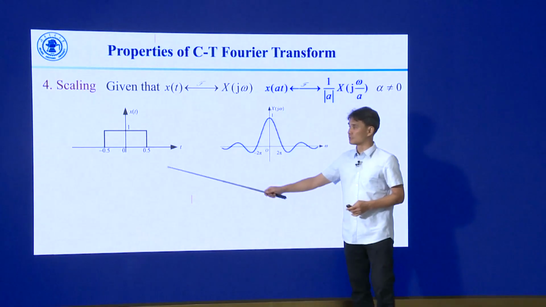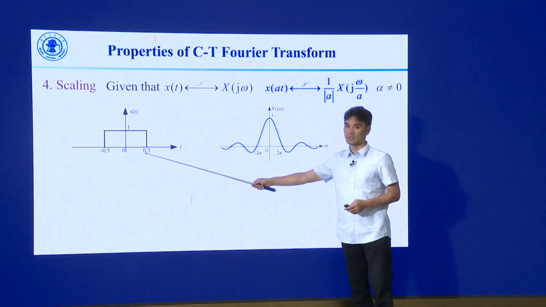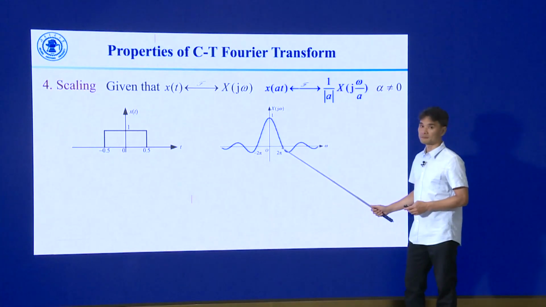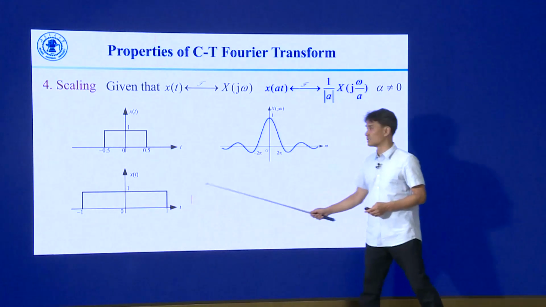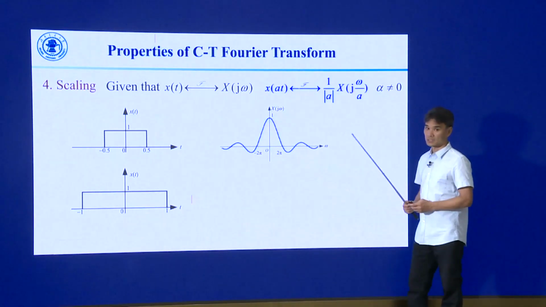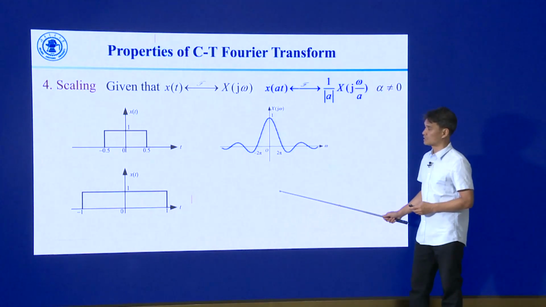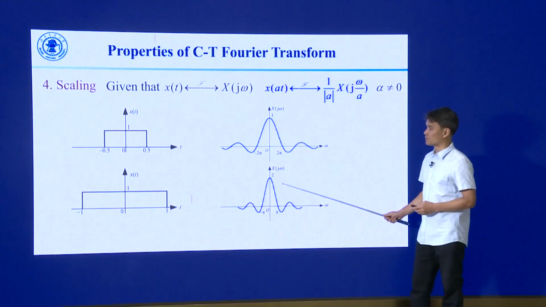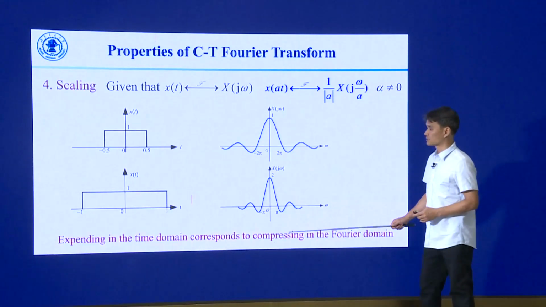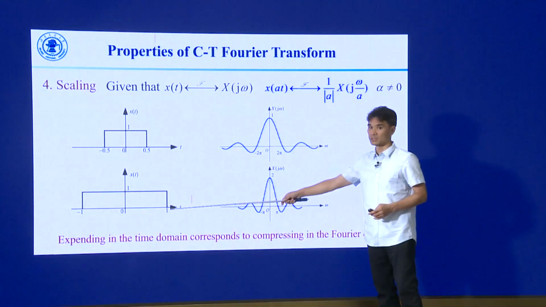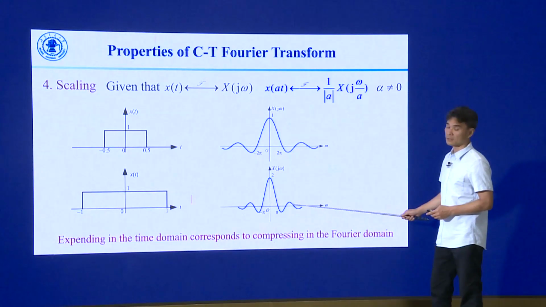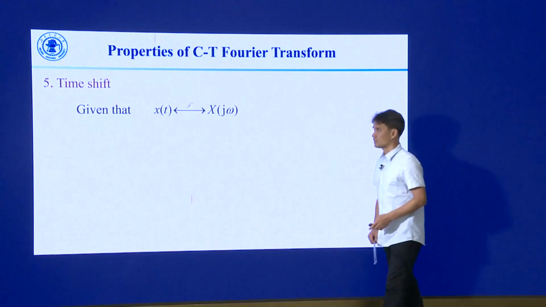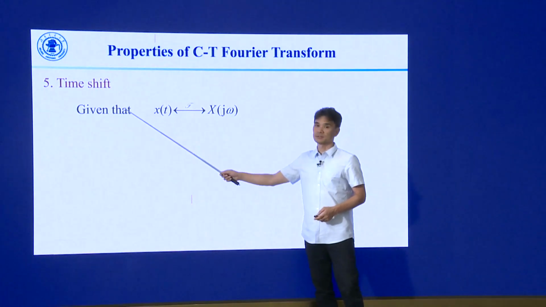So if this is a rectangle signal in the time domain, this will be the sampling function in the frequency domain. And if you extend it in the time domain, then the spectrum will be squeezed. So it will be compressed. Also, the amplitude will be changed as well. So this is the correspondence, extending or compression in the time domain corresponding to compression or extending in the frequency domain.